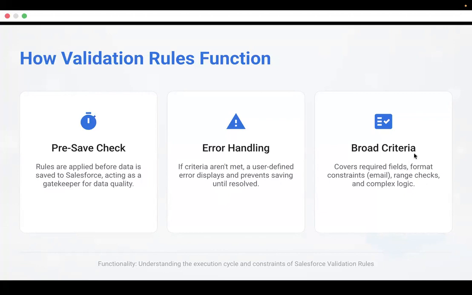So broad criteria, these validation rules will cover making some fields required and format constants, so @gmail.com, @yahoo.com. Range checks, in the sense, as I said, for example, below 5,000 not allowed, above 1 lakh is not allowed. And also sometimes we can write even a complex logic.